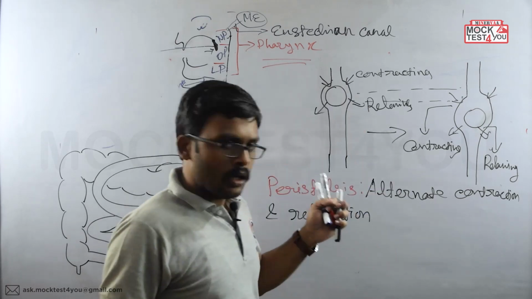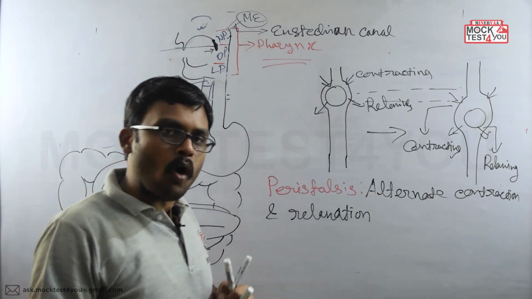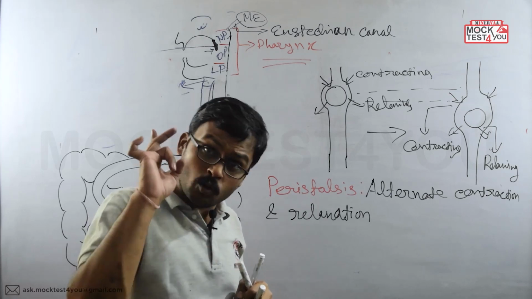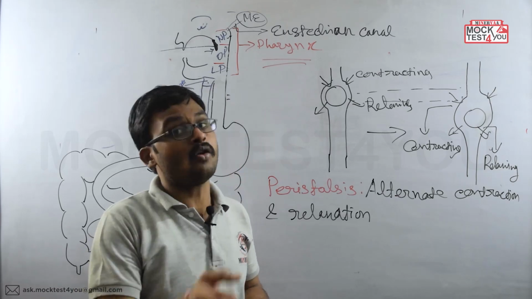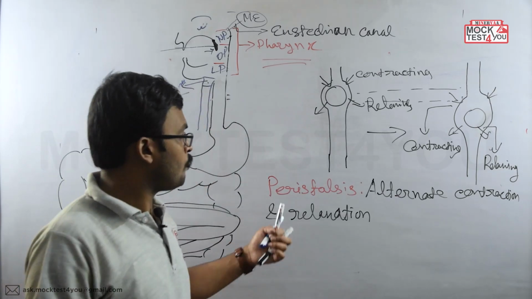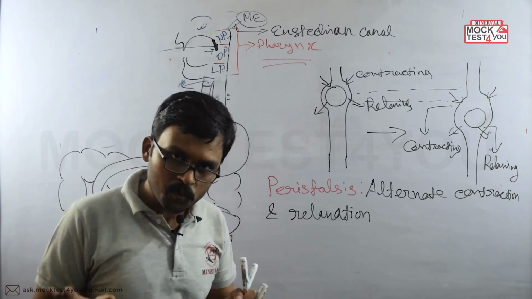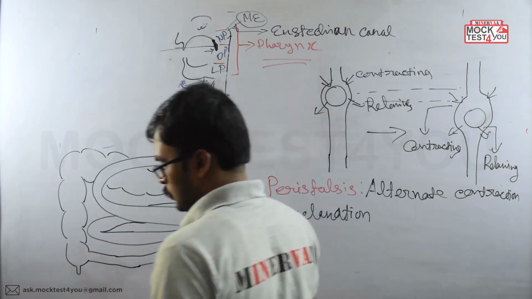Now, this peristalsis is occurring because of what? Because of that muscularis layer. We have learned about it, the longitudinal muscle and circular muscle. Those are helping with this peristalsis process. Okay? Done?